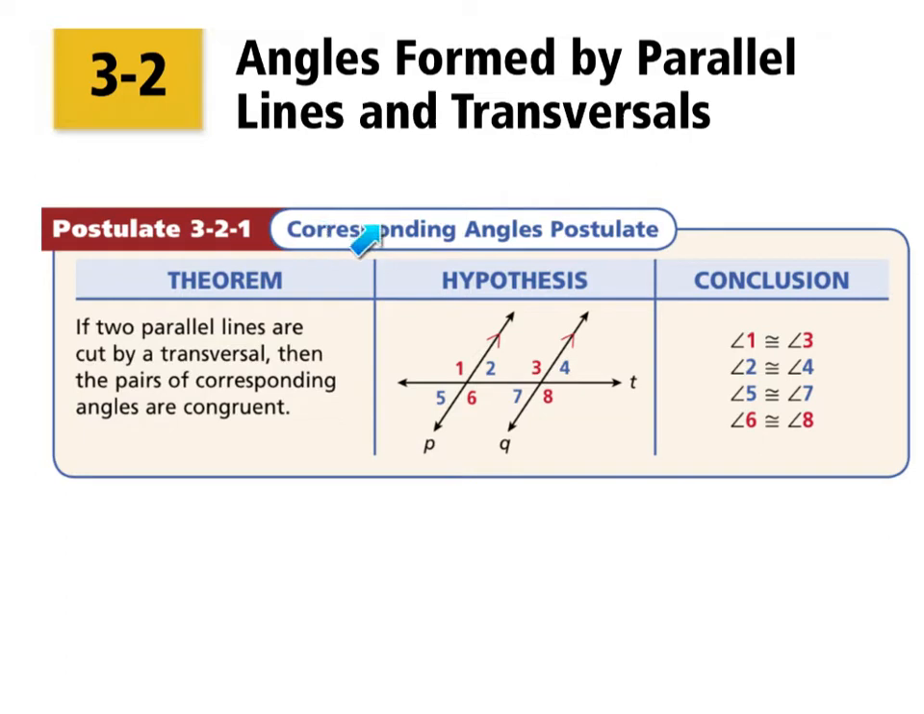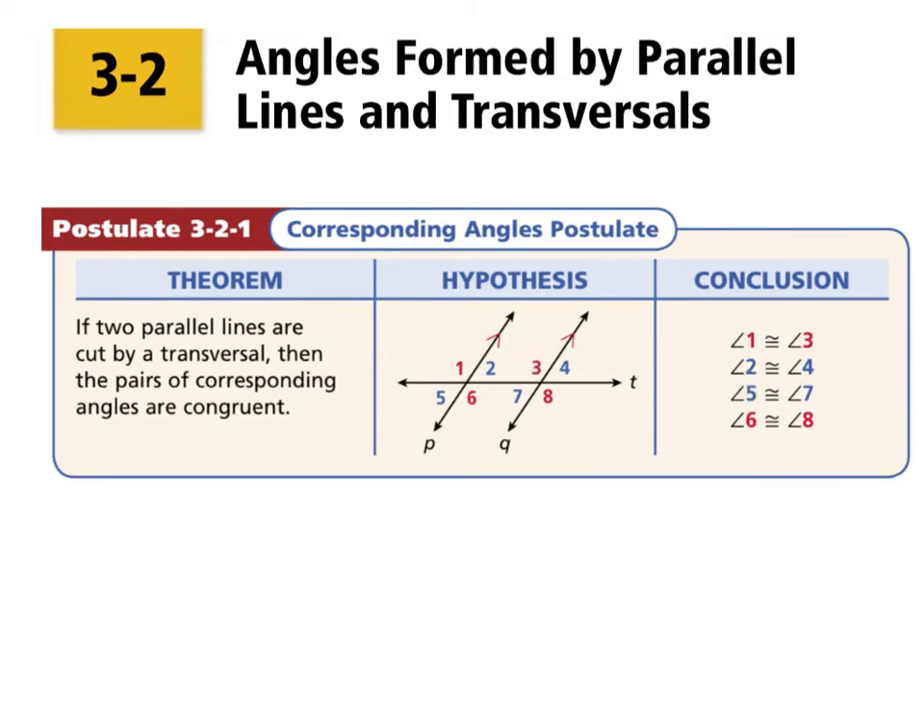Now, the corresponding angles postulate says that if you have two parallel lines that are cut by a transversal, then the pairs of corresponding angles are congruent. So if you have two parallel lines cut by a transversal, corresponding angles are congruent, so we can say angle 1 is congruent to angle 3, angle 2 is congruent to angle 4, and so on.